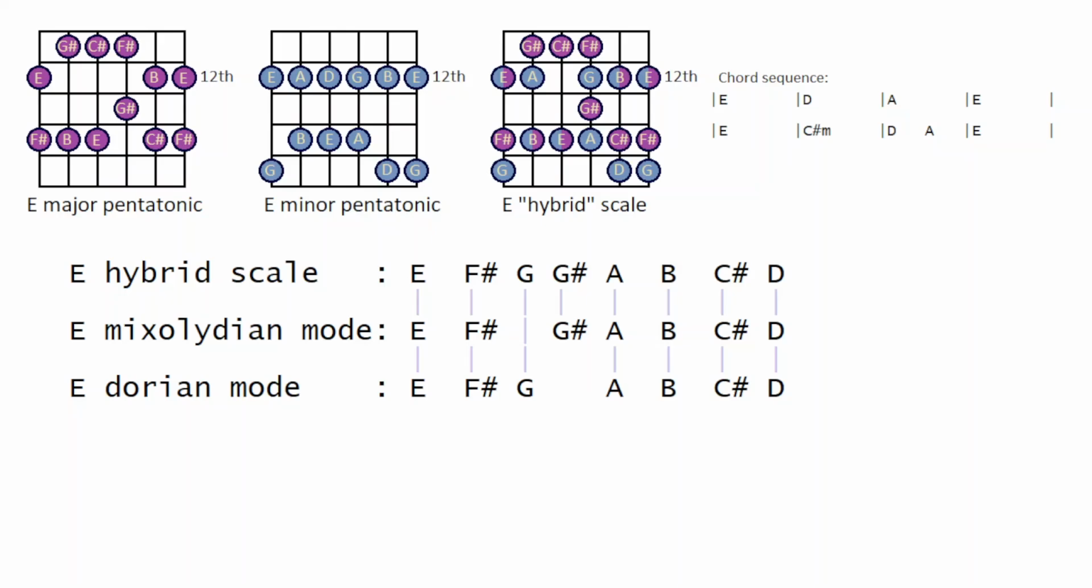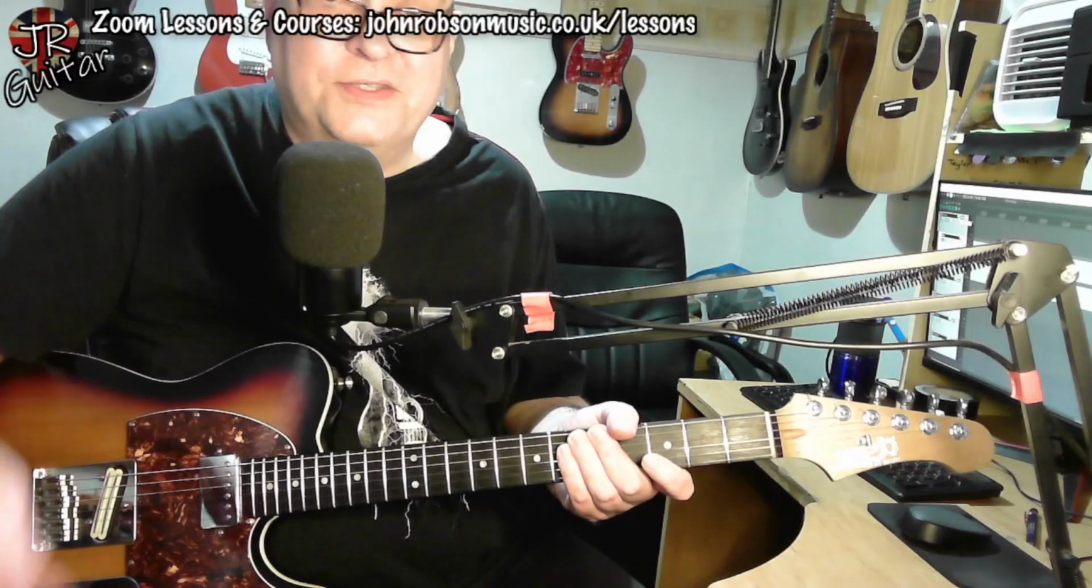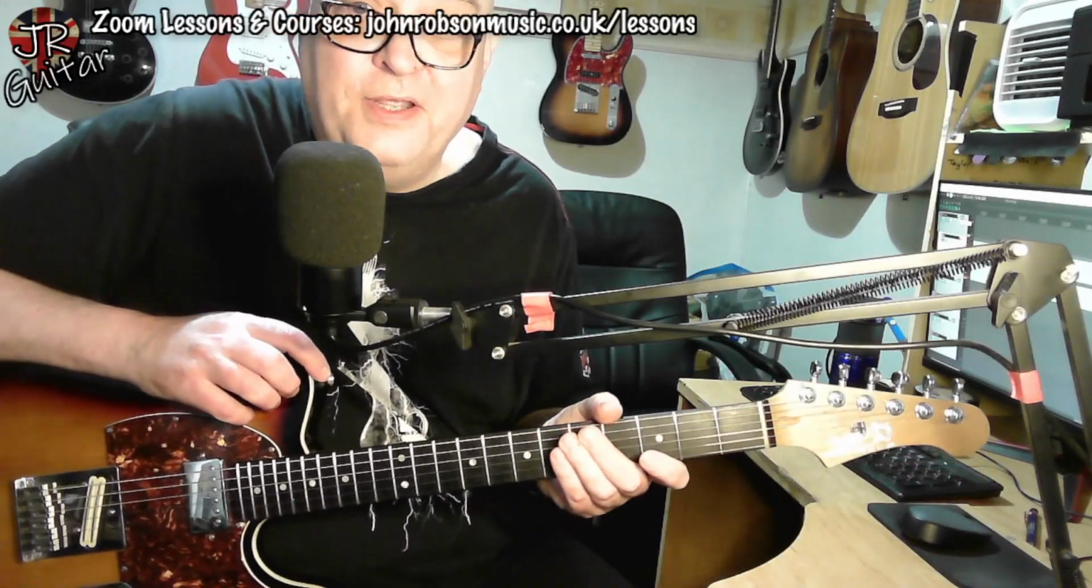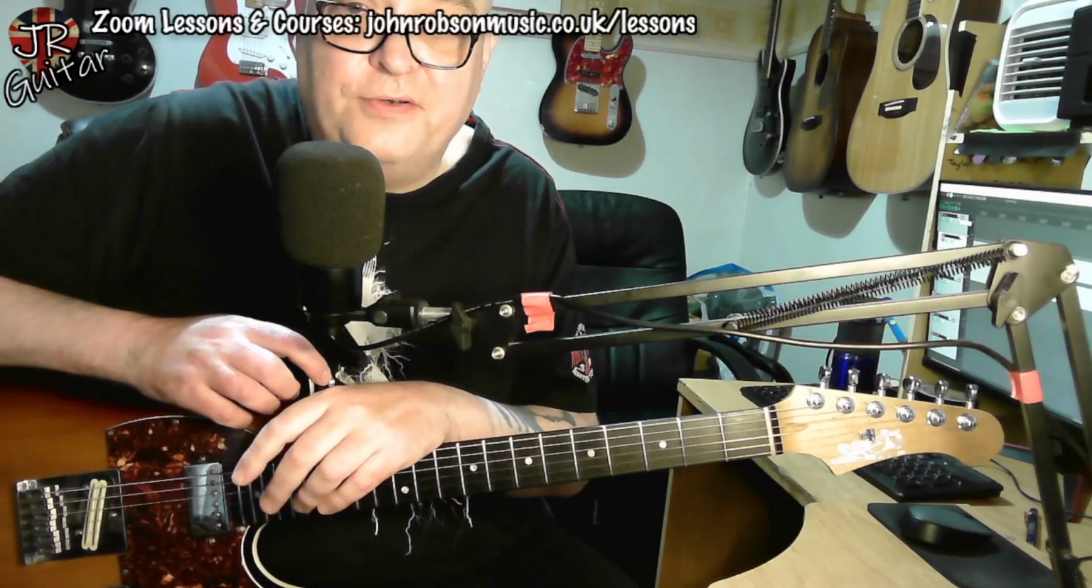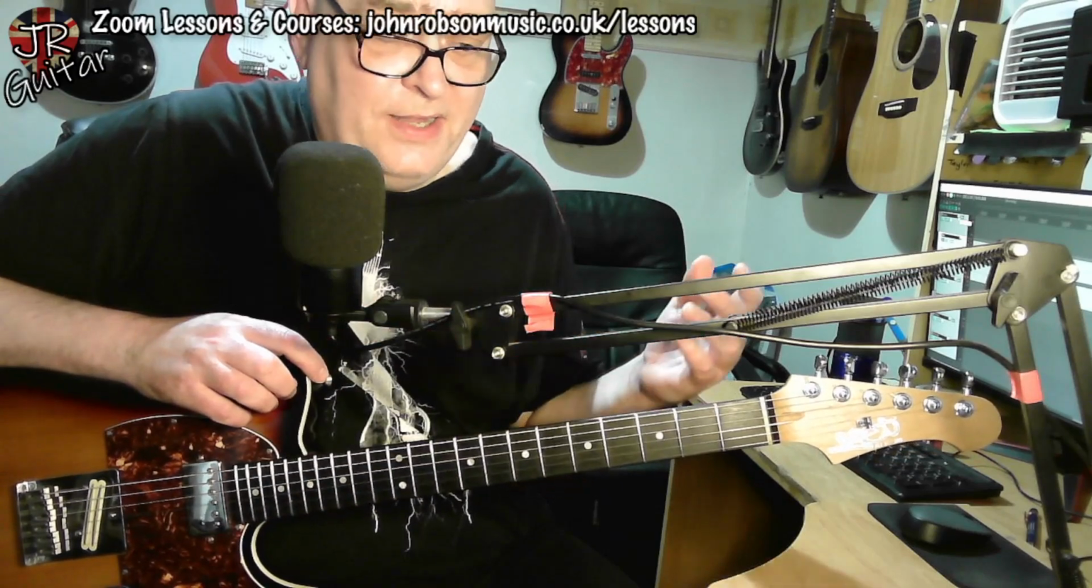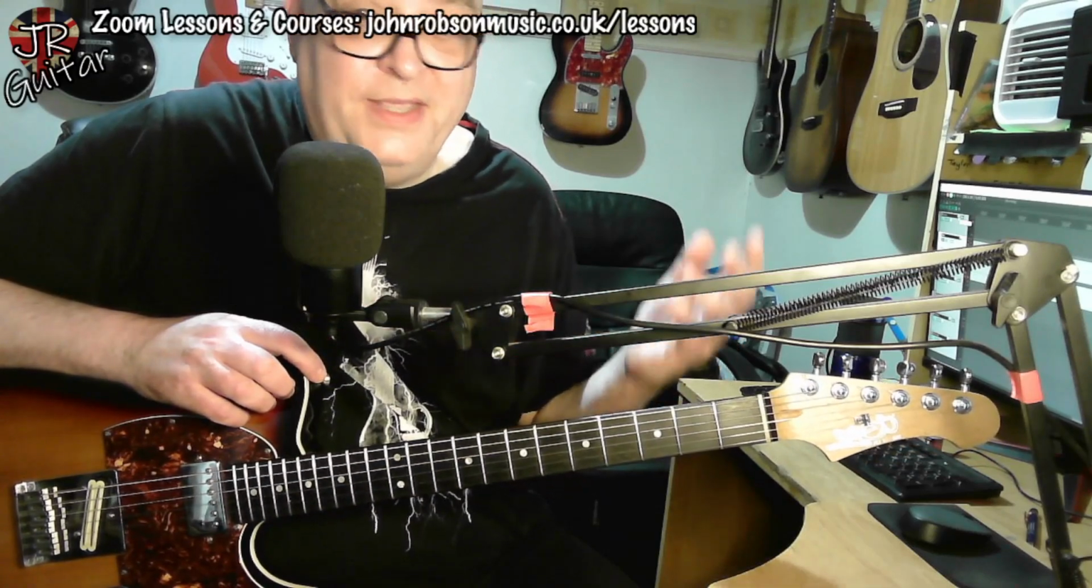that is the set of scales: the major pentatonic, the minor pentatonic, the hybrid scale, the Mixolydian mode and the Dorian mode that you get in many, many classic rock solos, because a lot of classic rock is based upon the Mixolydian mode for either the riff or the chord sequence that's going on underneath. You hear this in the work of AC/DC.